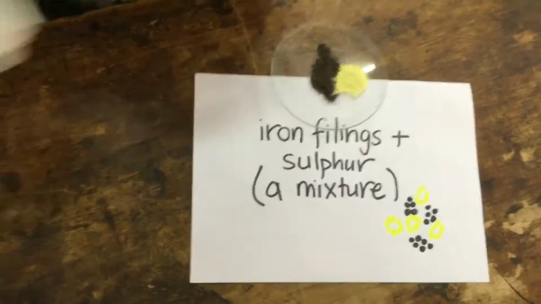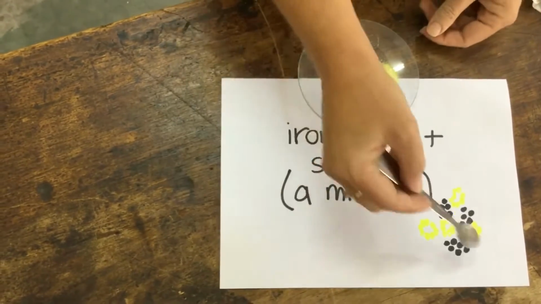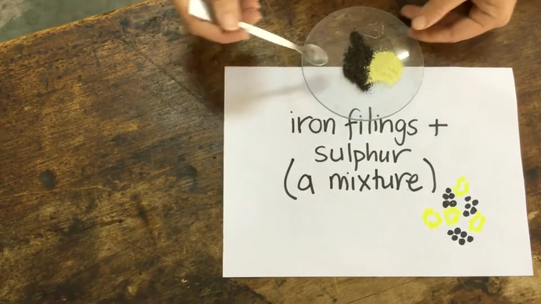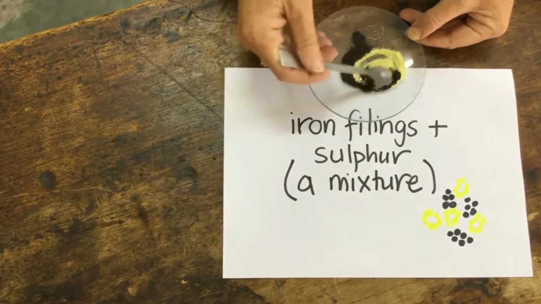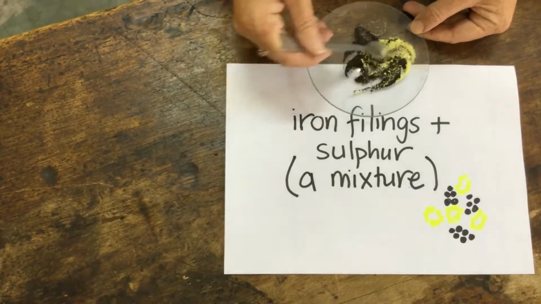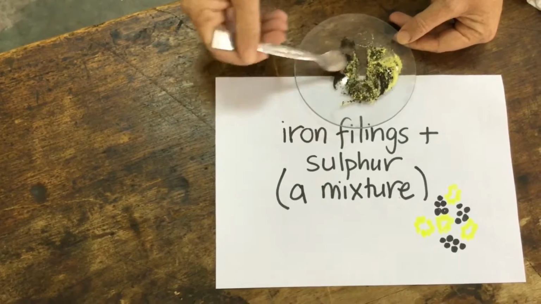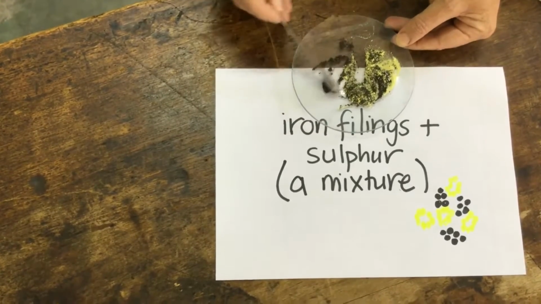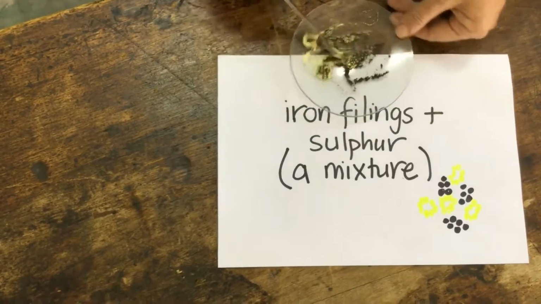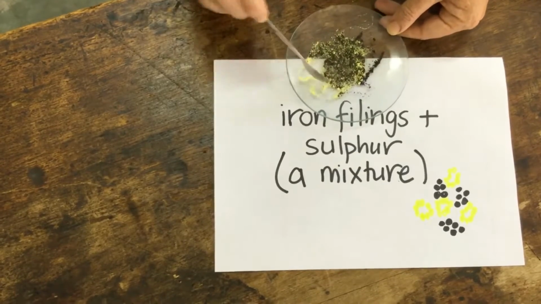Now here I have iron filings and sulfur, and I've illustrated it here with small bits of iron and some sulfur molecules. If I mix these together, I now have what's called a mixture. Previously I had the separate elements, the iron, there you can see in grey, and the sulfur yellow. Once I start to mix them together, you end up with a yellowy grey mixture.